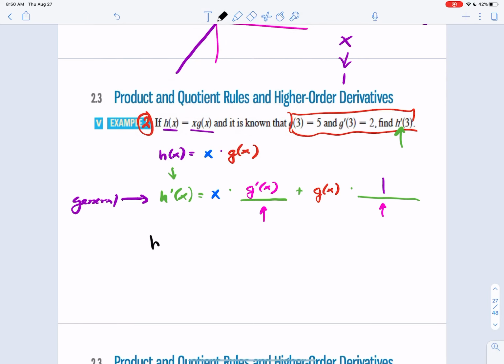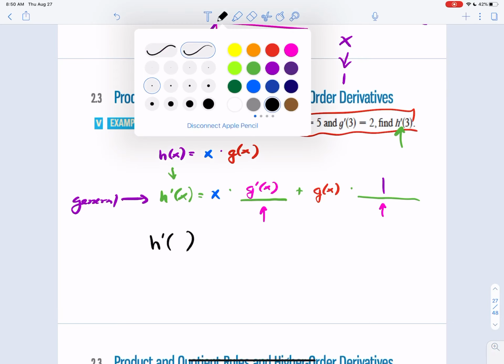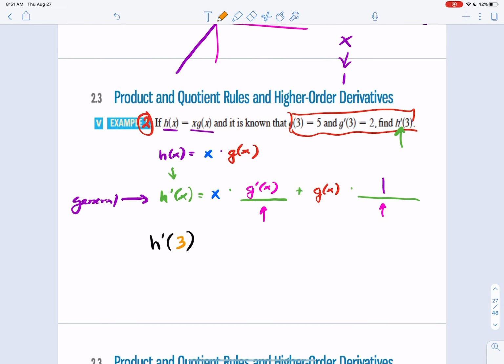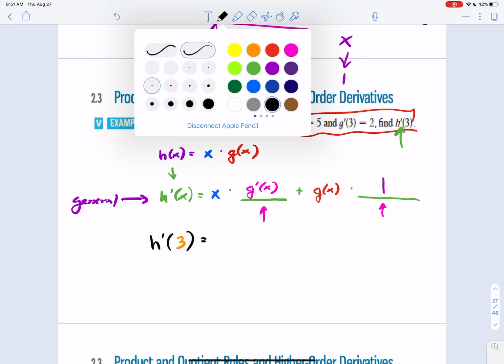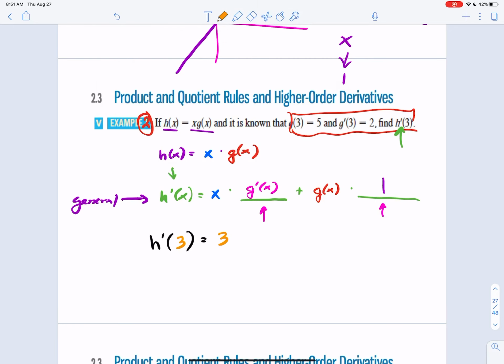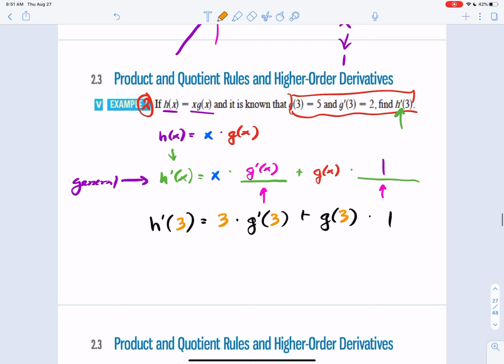So exactly where am I interested in? I want h prime of what? I want h prime of 3. So pretty much wherever you see an x, you're going to plug in 3. And that's pretty much it. So I'm replacing every x I see with a 3. There are 3 cases where there's an x, so I'm going to plug it in 3 different times. Okay, so here we go.